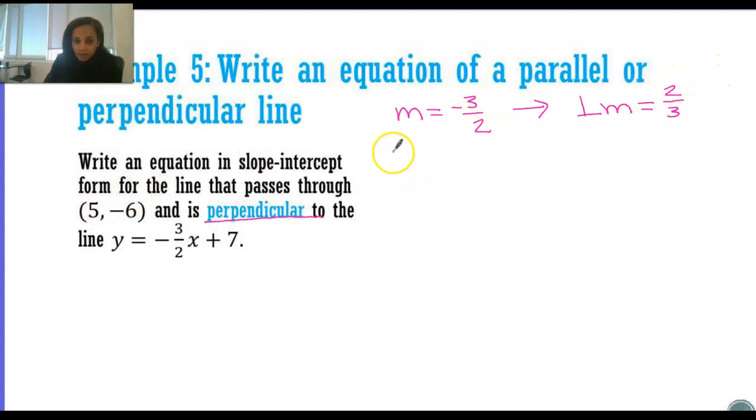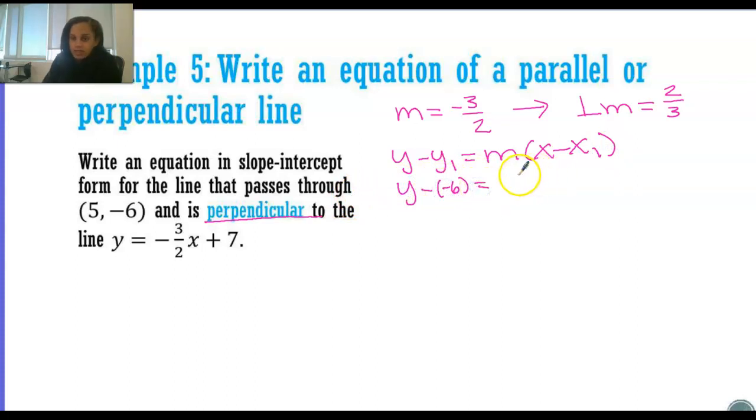So I have a slope, I have a point. Let's use point-slope form. y minus -6 equals m times x minus 5. Let's work it out. This is really y plus 6 equals 2/3 x minus 10/3.